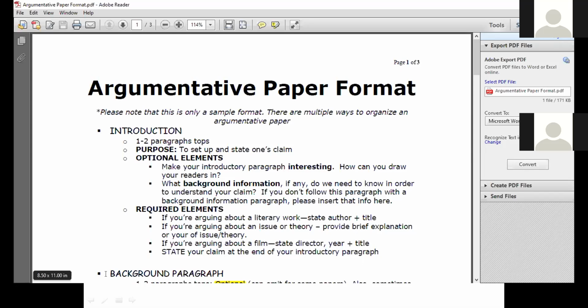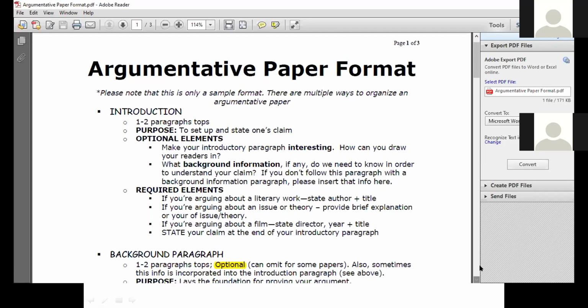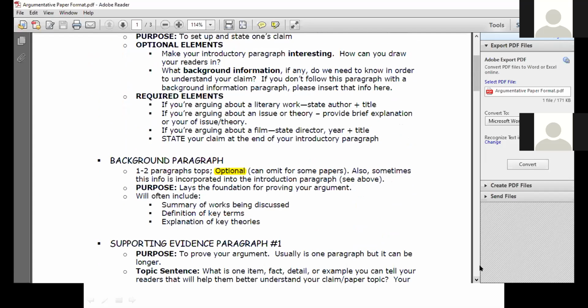So that means the assumption, like in an argumentative paper, where you are assuming some claim. Before assuming, you have to state your claim. So that comes in the introduction part. And then this background approach.